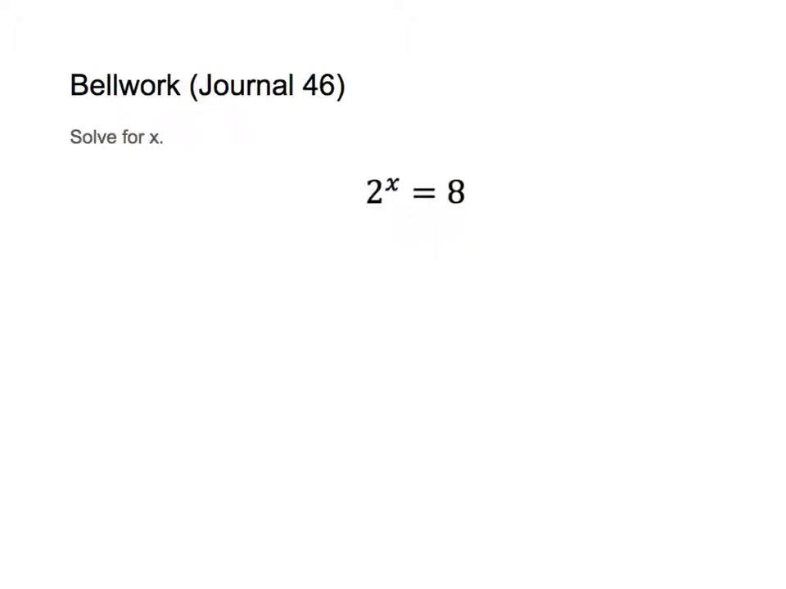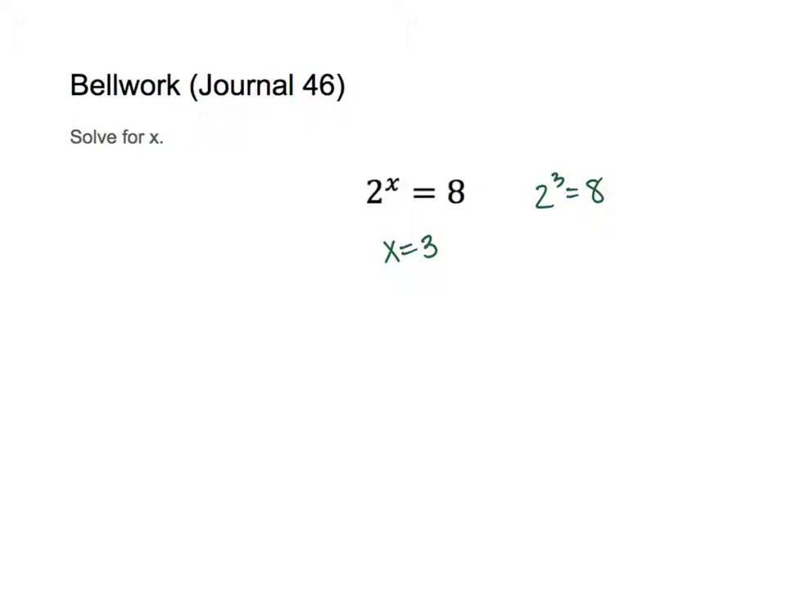So this bell work here is just asking you to solve for x, and what we have here is 2 raised to some power x gives us 8. Can anyone guess what this is? Well, x, some of you might already know, x has to be equal to 3, right? Because 2 to the 3rd power gives me 8. We've seen this multiple times, right? 2 times 2 times 2 gives me 8.